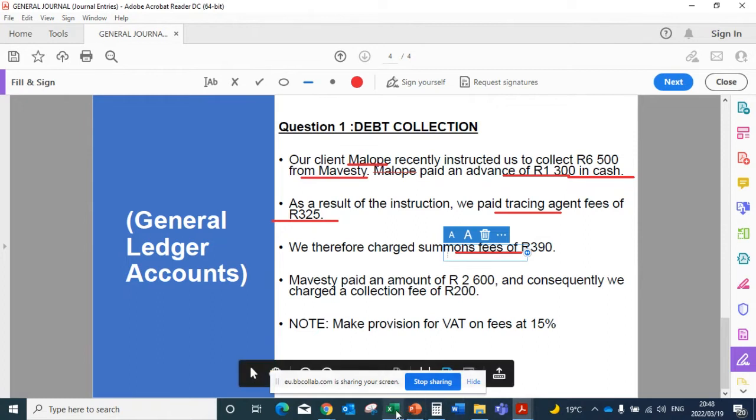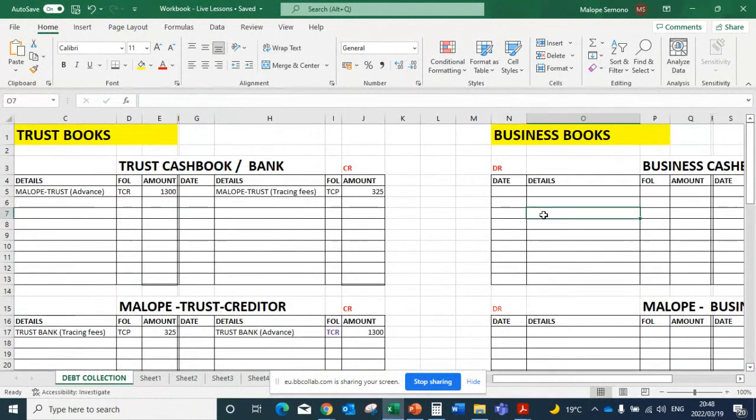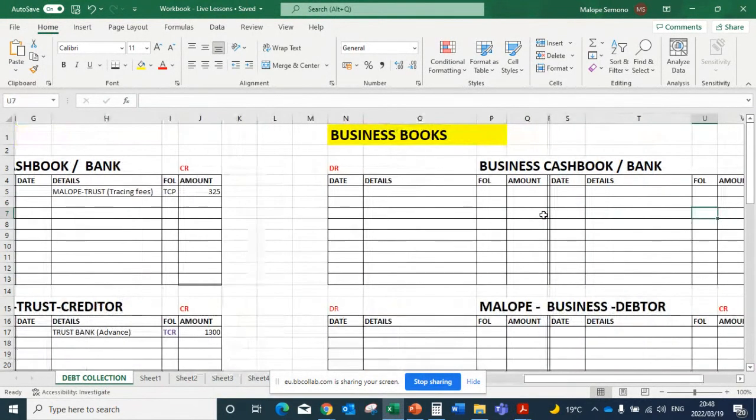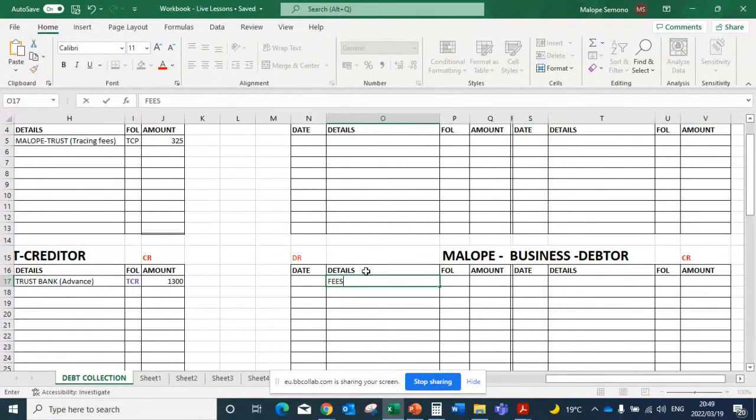So I need to make sure that I go charge the fee. Remember, I can only charge the fee under the business. Why? Because the fee belongs to us as a business. So I'm going to go to the business. You see here, I've got Malope already here. I need to charge the fee. Remember, Malope is a business, it's a debtor. So remember, debtors are assets, they increase on the debit side. So what I need to do here, I need to come here and say fees.